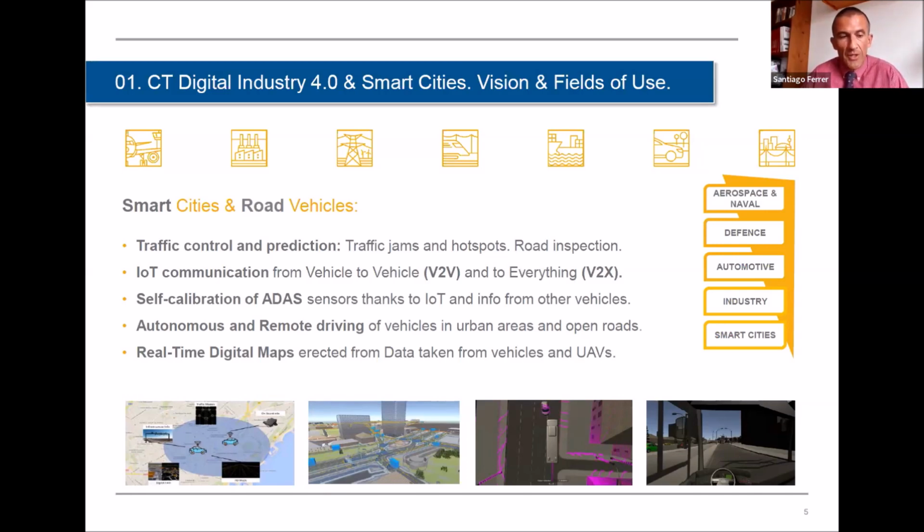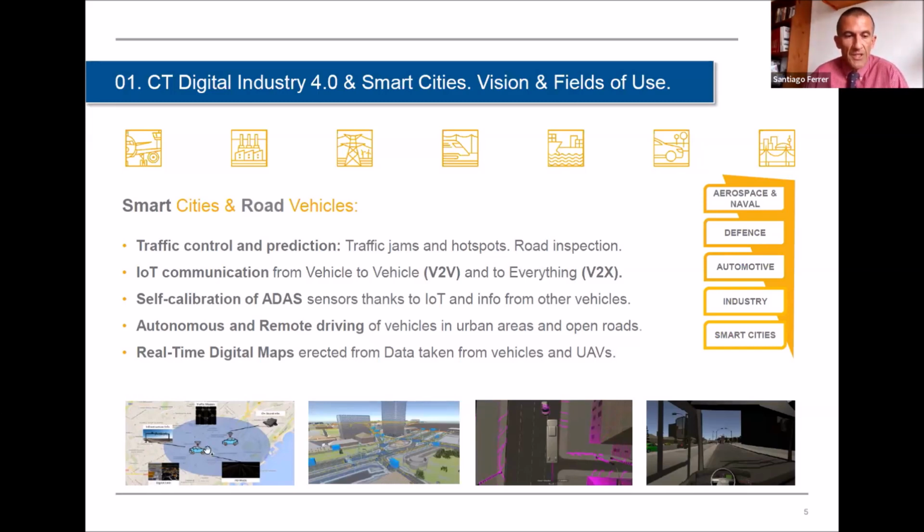Our vehicle can transmit and receive information in the same way to be updated about any danger or simply the best routes from going from a point A to a point B. And using the virtual worlds, we can even perform the self-calibration of the ADAS sensors thanks to IoT and information from other vehicles. Now, it is not needed to stop a vehicle fleet for some hours in the workshop to recalibrate the sensors with specific tools.